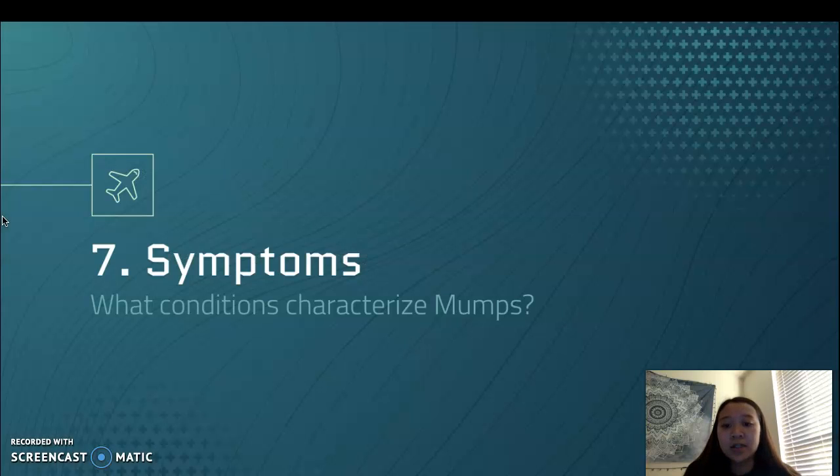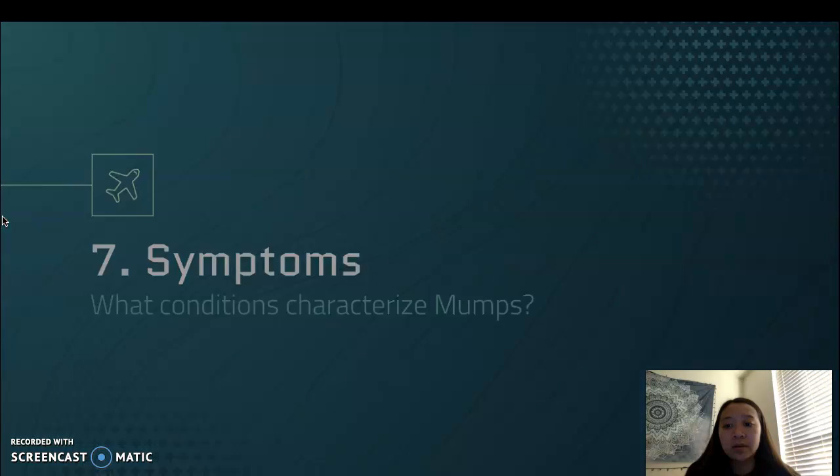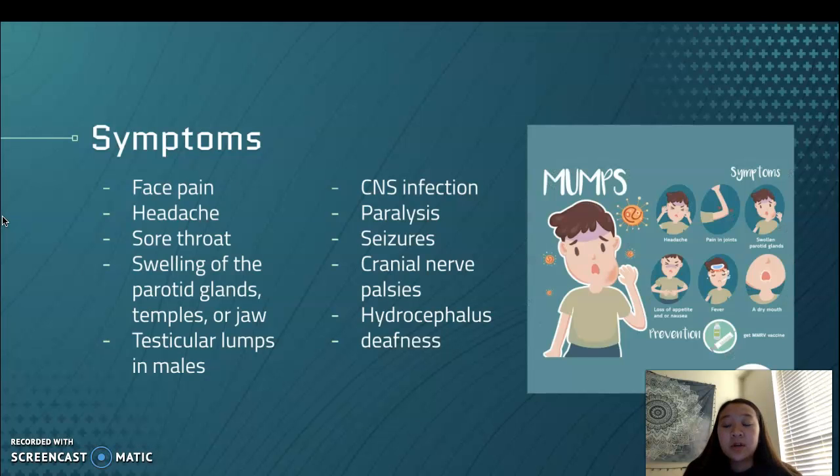So what are the conditions that characterize mumps? Generally, you'll get face pain from the swelling in your face from the parotid gland, headache, sore throat, swelling of your temples, jaws, and glands, testicular lumps in males, central nervous system infection, and later on down the road, if it's very serious, you could get paralysis, seizures, cranial nerve palsies, hydrocephalus, and even deafness.